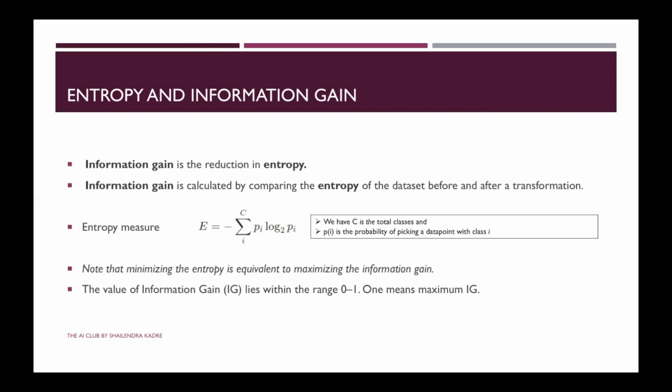That is how much information we received after splitting the data set according to that attribute and that decision. Now how to calculate the entropy, and what is the entropy measure? It is the negation of the summation of pi log pi, where C is the total number of classes and pi is the probability of picking a data point with class i.